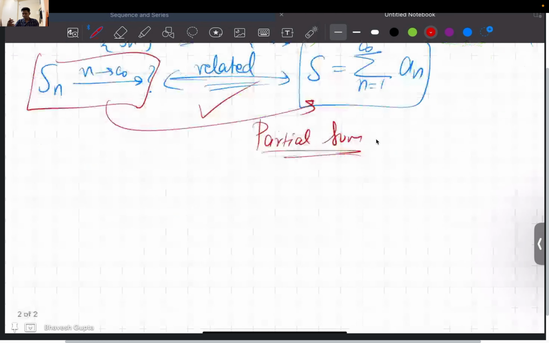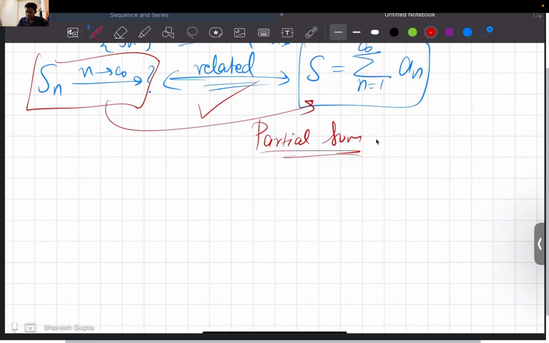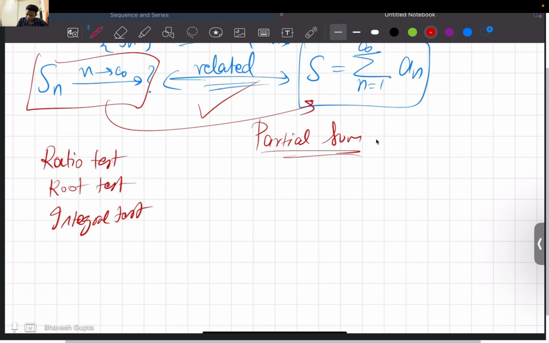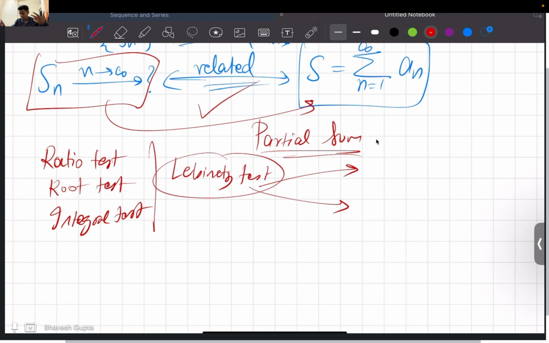Now you can do various tests to know what the limiting values are. For example, you have this ratio test, right? You have this root test, then we have something called the integral test. You can find them. And then we also have something called the Leibniz test. This test basically tells you whether this particular sequence is conditionally convergent or it's an absolute convergence.